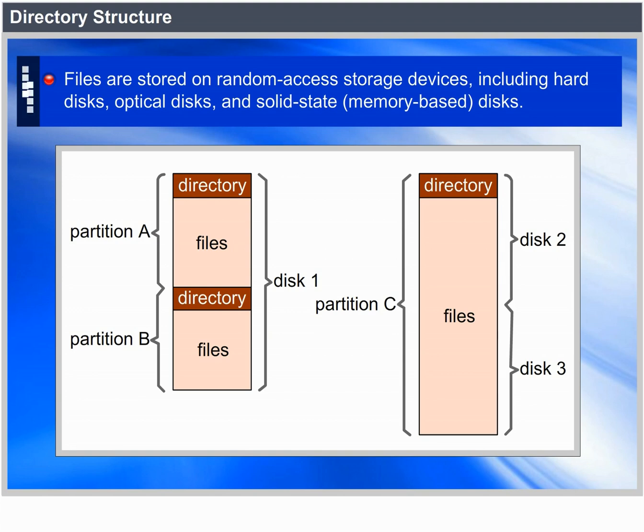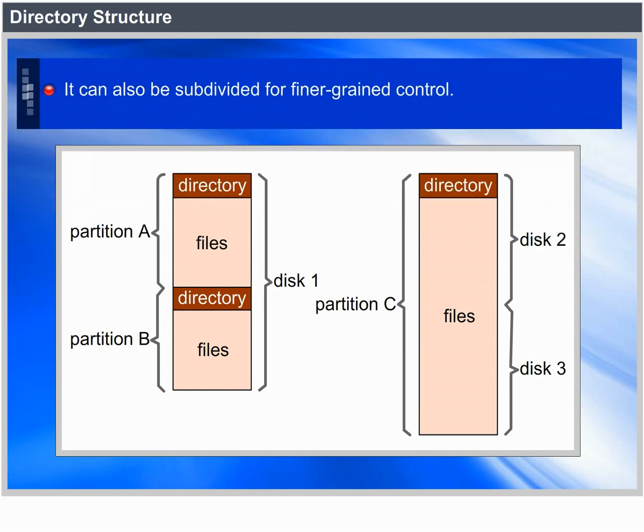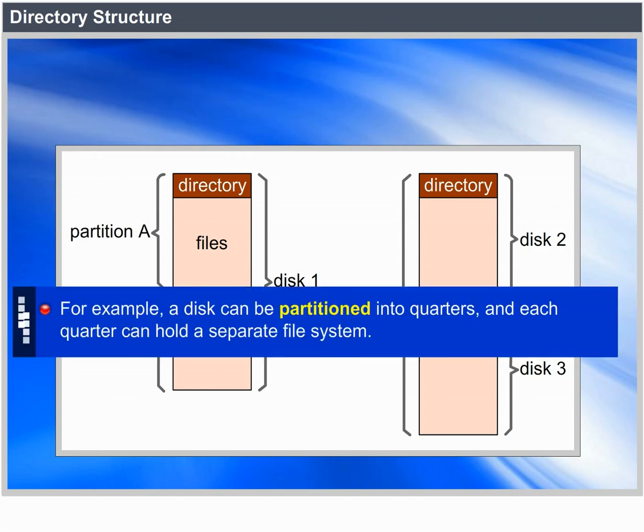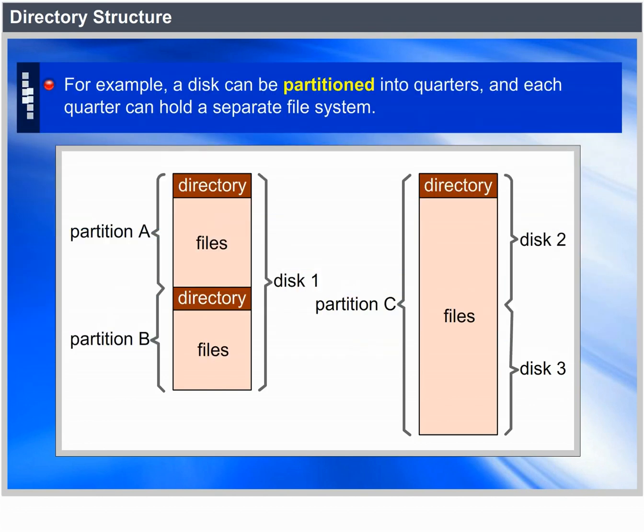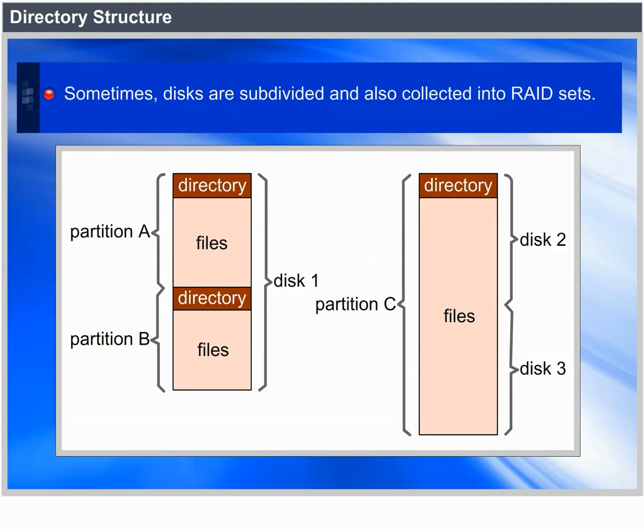A storage device can be used in its entirety for a file system. It can also be subdivided for finer-grained control. For example, a disk can be partitioned into quarters, and each quarter can hold a separate file system. Storage devices can also be collected together into RAID sets that provide protection from the failure of a single disk. Sometimes disks are subdivided and also collected into RAID sets.